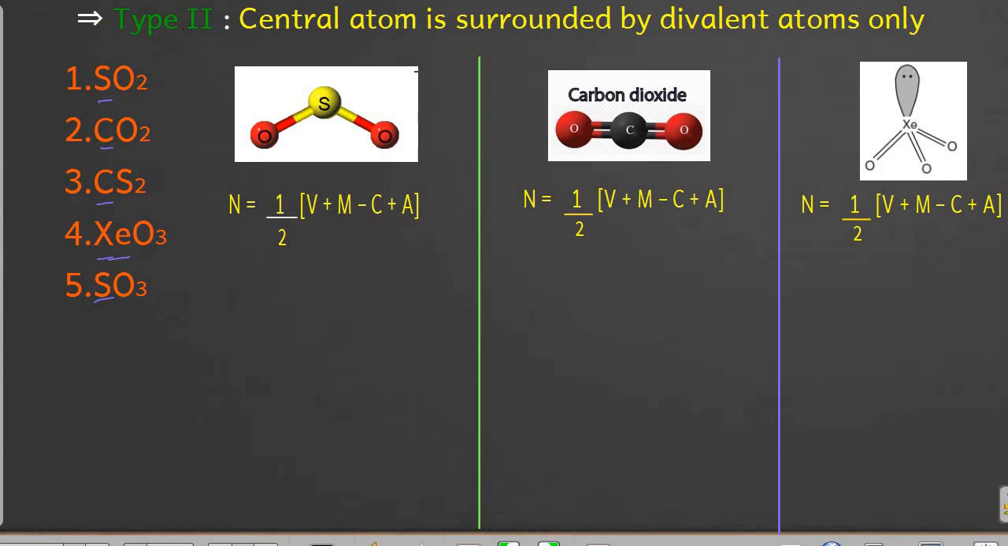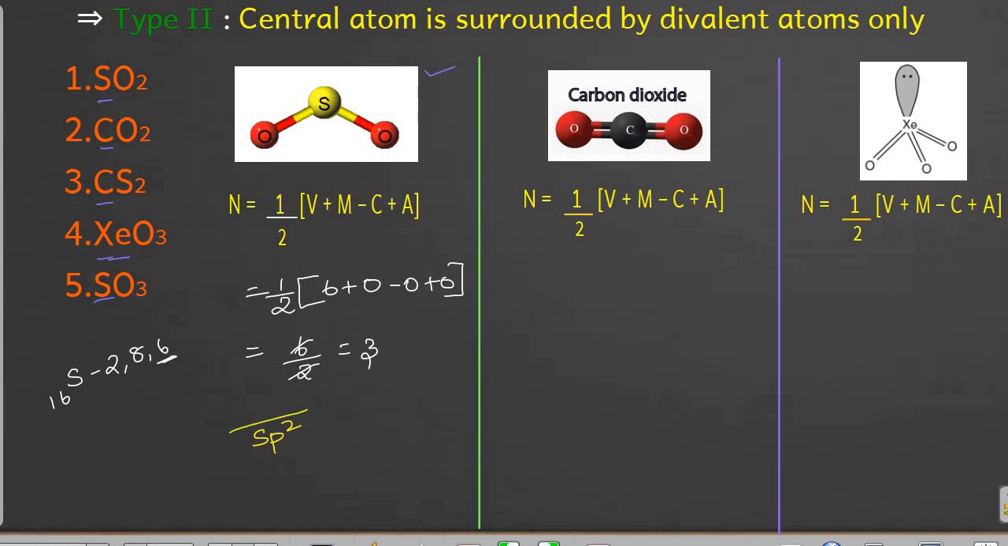So let's move to the first one, that is sulfur dioxide, and here you can see that 1 by 2 V stands for, the central atom is sulfur. We know that atomic number is 16. The electronic configuration of sulfur is 2, 8, 6. The outermost electron is 6. So 6 plus monovalent, there is no monovalent, and here there is no cation as well as anion. So just write all 0. Okay, so 6 by 2, you will get 3. So 3 means the hybridization is sp2 hybridization.